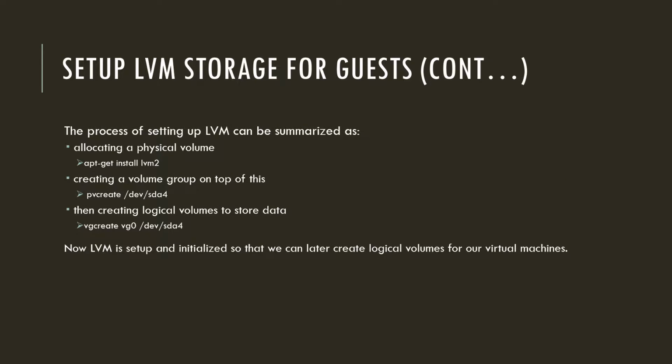The process of setting up LVM can be summarized as allocating a physical volume: apt-get install lvm2. Creating a volume group on top of this: pvcreate /dev/sda4. Then creating the logical volumes to store data: vgcreate vg0 /dev/sda4. Now LVM is set up and initialized so that we can later create logical volumes for our virtual machines.